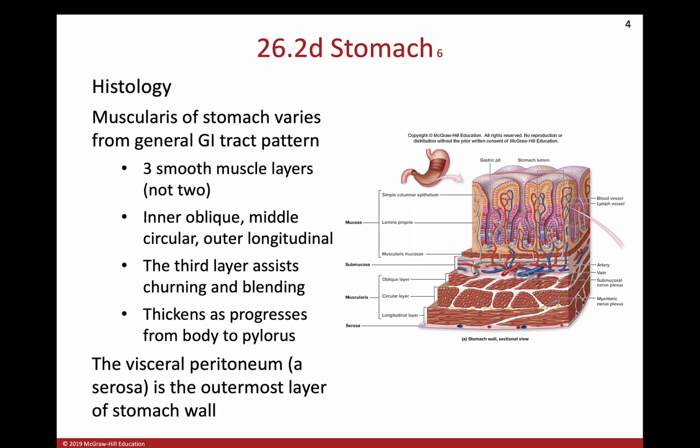Now, when we look at the histology, once again, primarily the muscularis, we have 3 smooth layers, not 2. The inner oblique, a middle circular, and an outer longitudinal. The third layer assists churning and blending, and it thickens as it progresses from the body of the stomach to the pylorus. The visceral peritoneum, which is a serosa, is the outermost layer of the stomach wall.